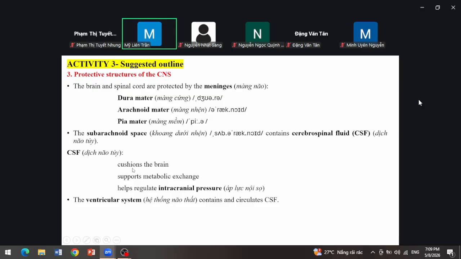CSF cushions the brain, supports metabolic exchange and helps regulate intracranial pressure.